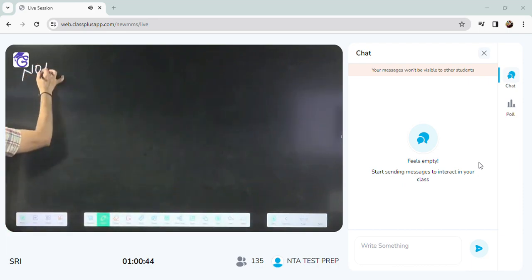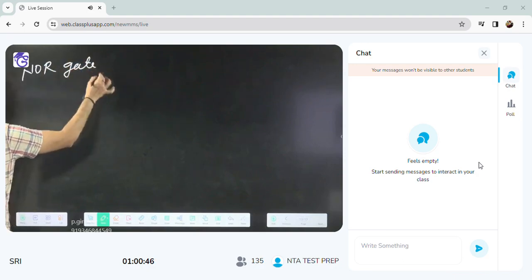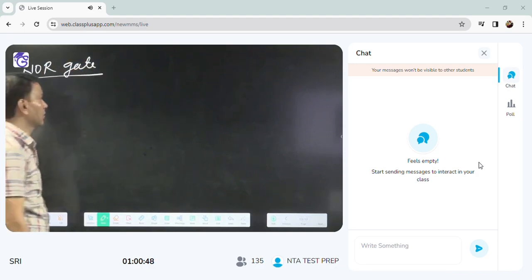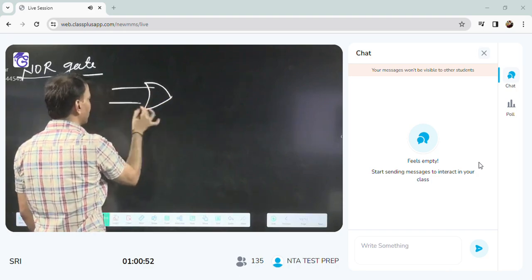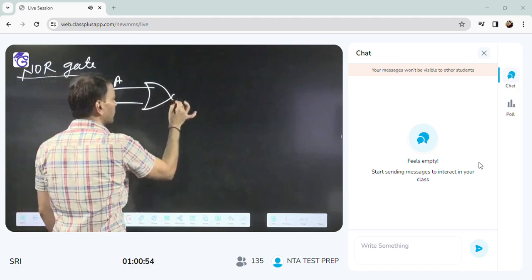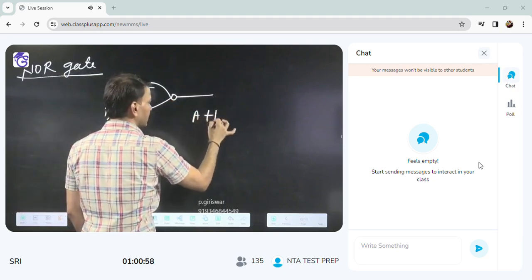All right, next is the NOR gate. NOR gate means NOT OR. NOT OR means first OR. OR means A and B two inputs. It is NOT OR, so A plus B whole bar.